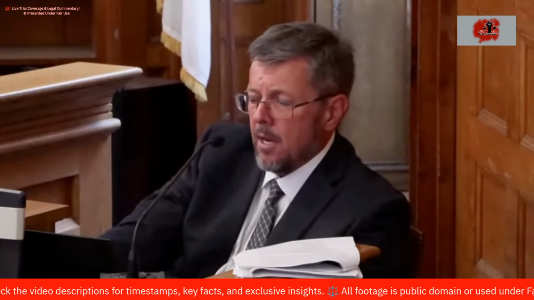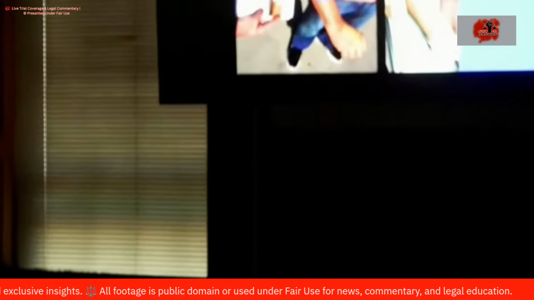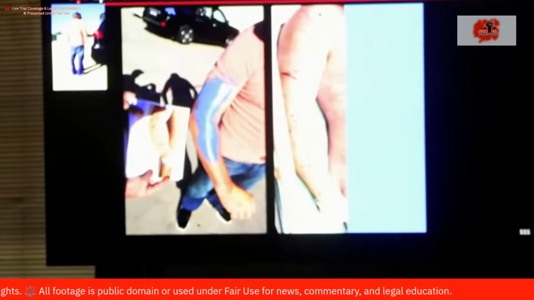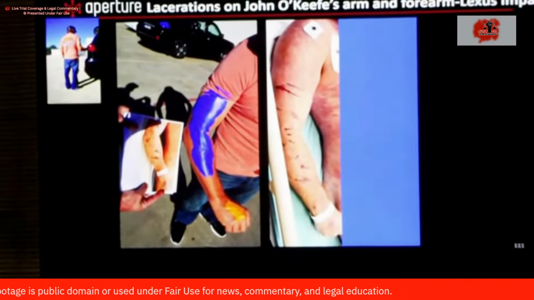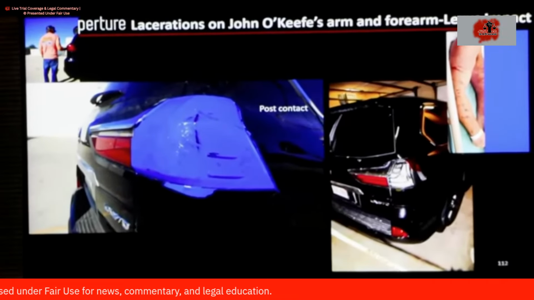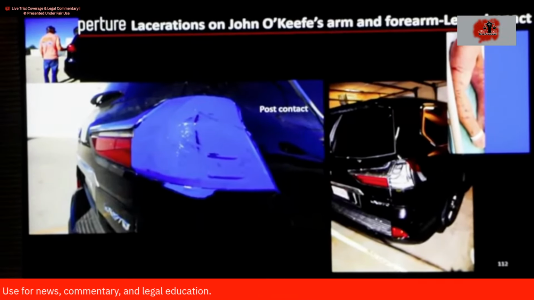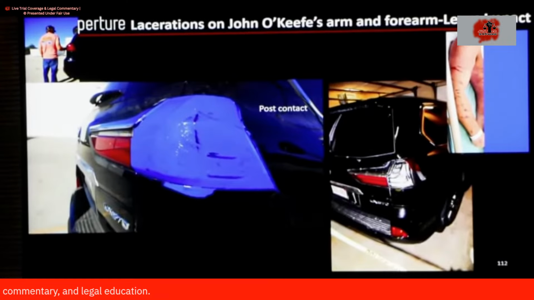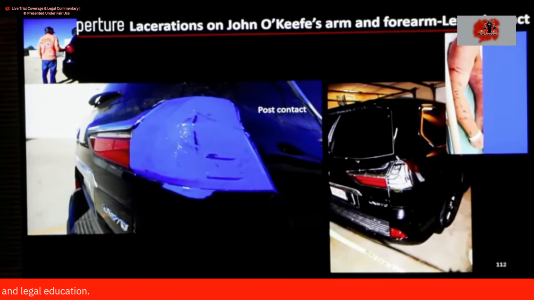So if I may, slide 111, this is simply showing where I walk sideways, how this lines up with the location of the lacerations on Mr. O'Keefe's arm. Here's the post-contact scuffing on the taillight. Here's a picture of Miss Reed's vehicle on the right-hand side.